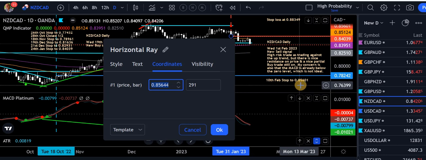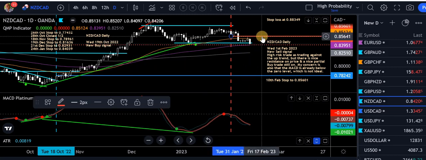So the stop's at 85601. Entry's at 85644. So I just bought it 4 pips inside the entry. So I can't lose on that.